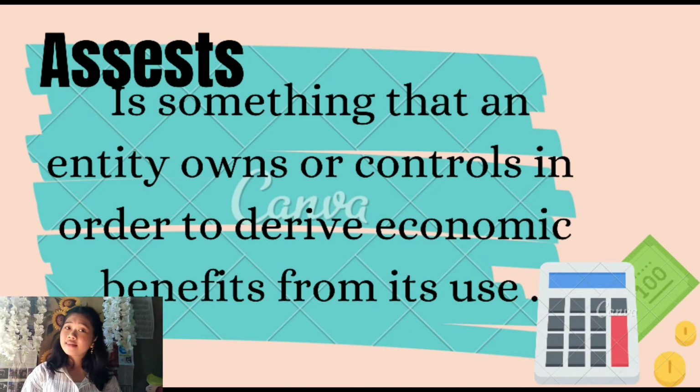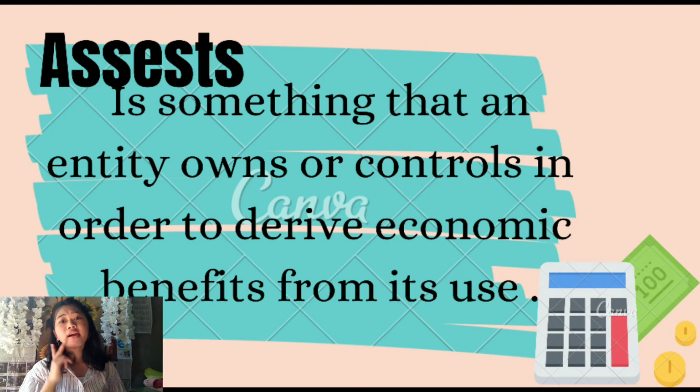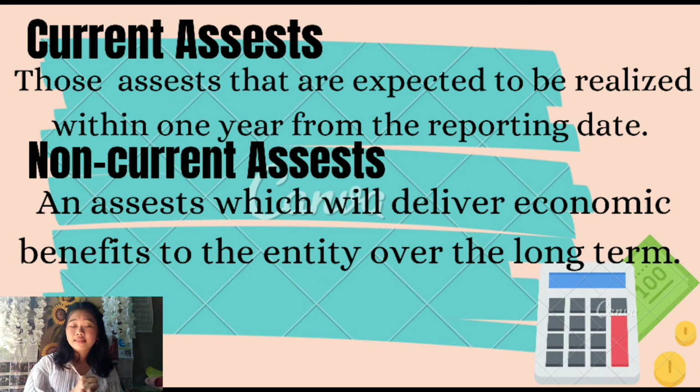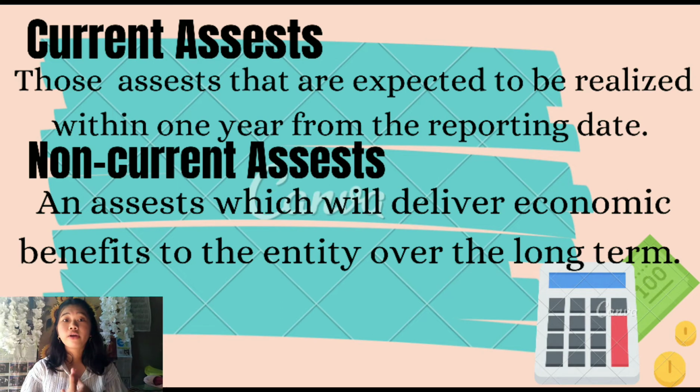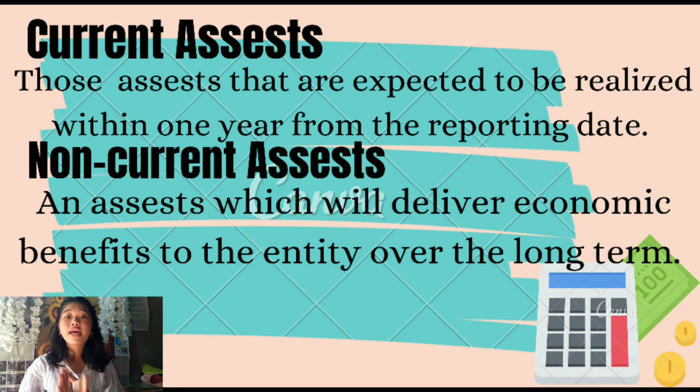Assets. An asset is something that an entity owns or controls in order to derive economic benefits from its use. There are two types of assets: the current assets and the non-current assets. Current assets are those assets that are expected to be realized within 1 year from the reporting date. Non-current assets are assets which will deliver economic benefits to the entity over the long term.